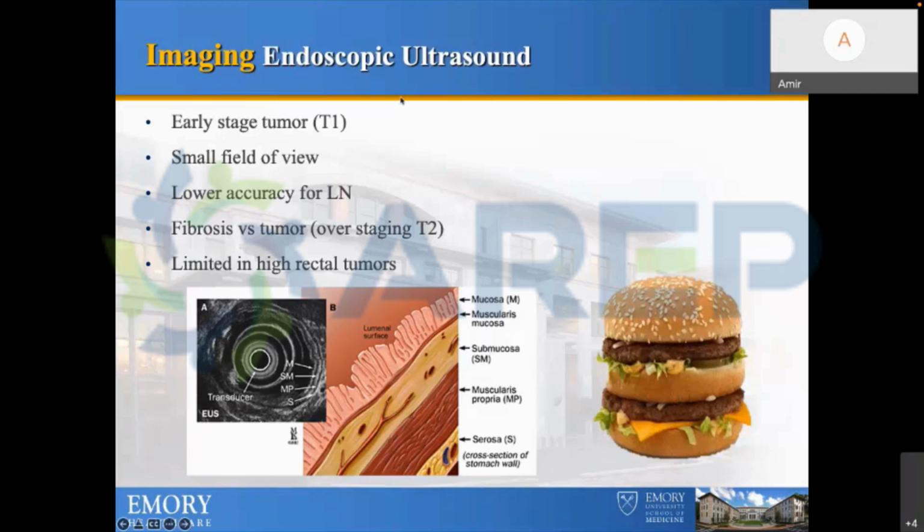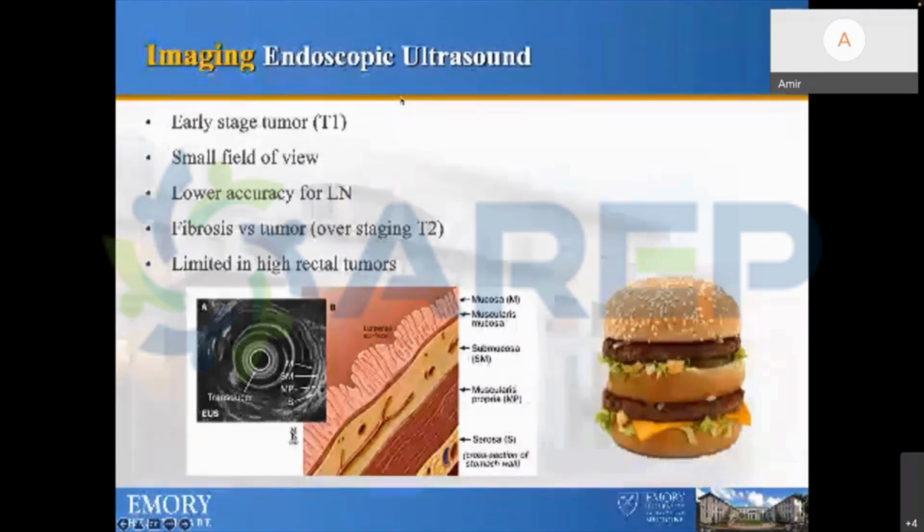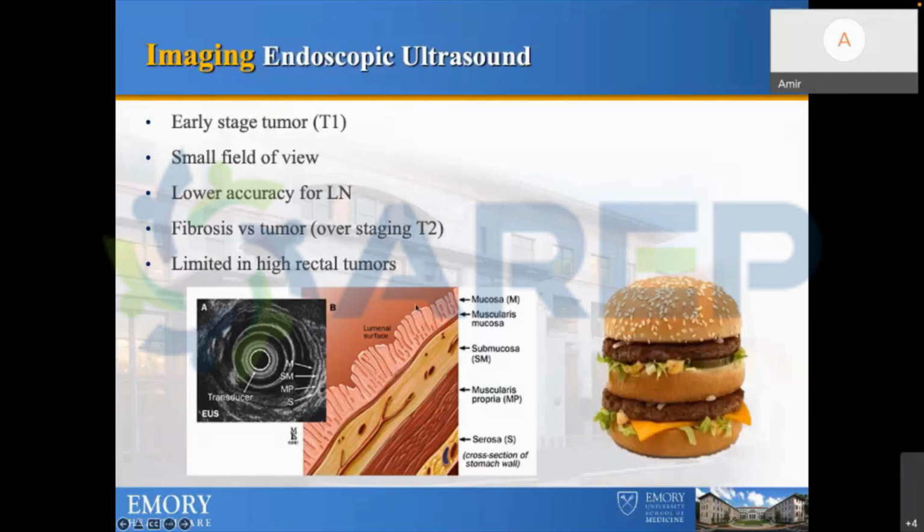If the tumor is a pedunculated tumor or is in the early stage, basically T1 or T2, if the tumor is only a pedunculated polyp here, or is involving only these 2 layers, endoscopic ultrasound has a better chance of differentiating these 2 tumors.